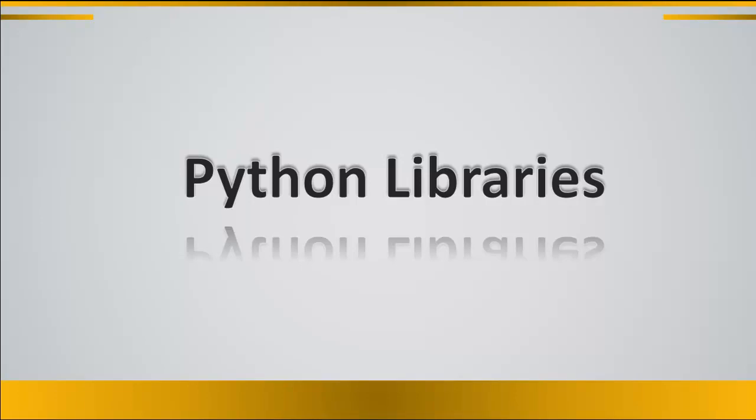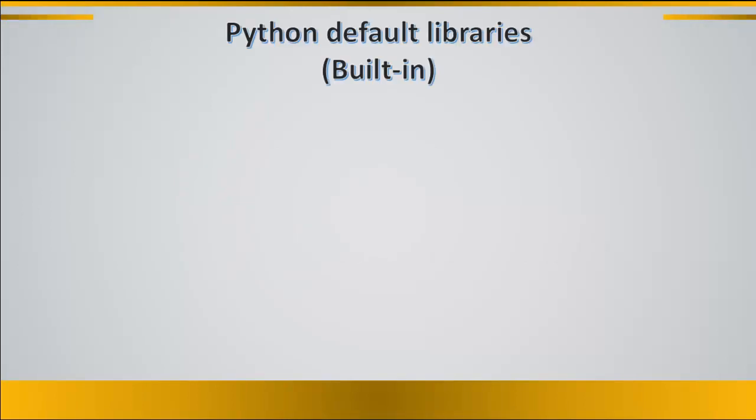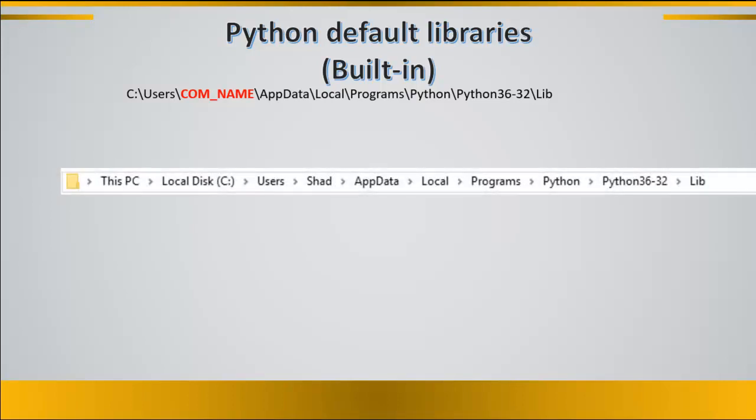Python has a number of libraries. Some of them are called default libraries or built-in libraries. They can also be referred to as packages. These are located in your C local disk, and depending on the computer name you have, you can change the name of the computer here to navigate to the library. So for instance, here, this is the location of the libraries in my computer.